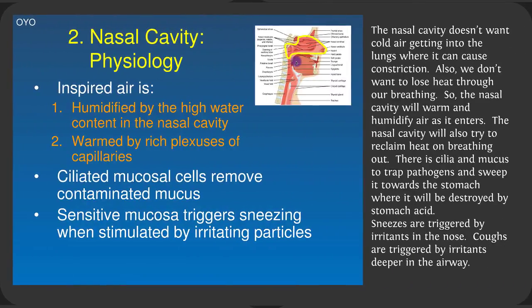The nasal cavity doesn't want cold air getting into the lungs, where it can cause constriction. Also, we don't want to lose heat through our breathing, so the nasal cavity will warm and humidify air as it enters. The nasal cavity will also try to reclaim heat on breathing out. There's cilia and mucus to trap pathogens and sweep them towards the stomach, where they will be destroyed by stomach acid. Sneezes are triggered by irritants in the nose, as opposed to coughs, which are triggered by irritants deeper in the airways.